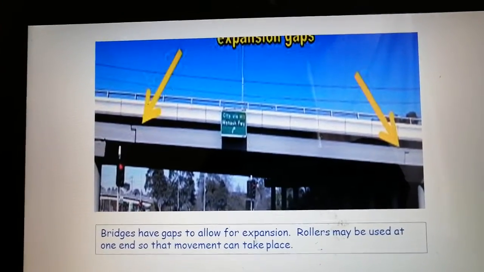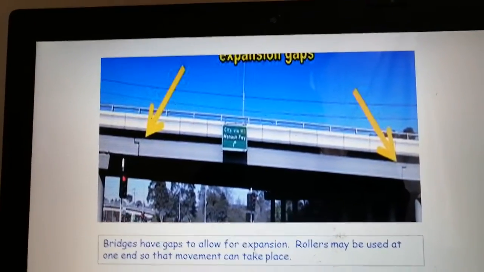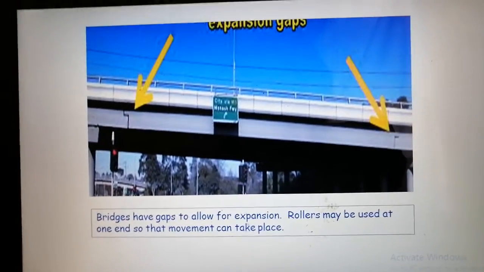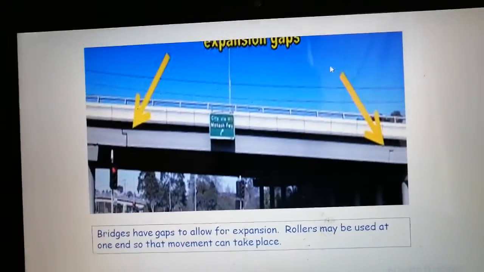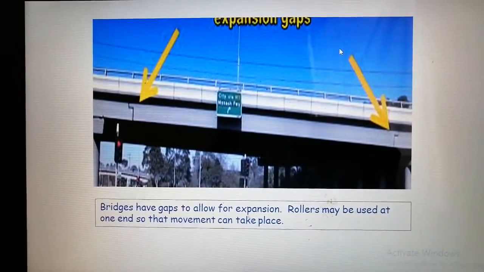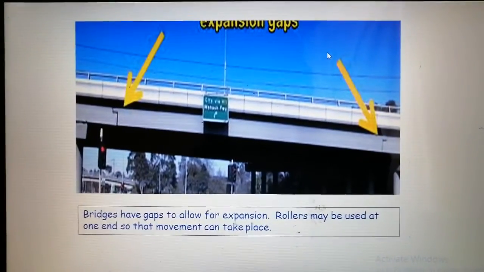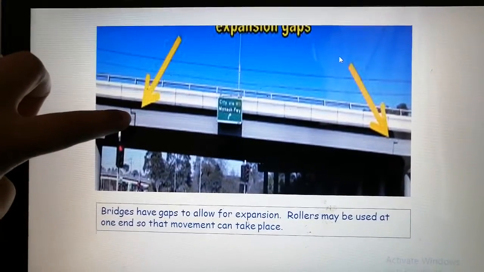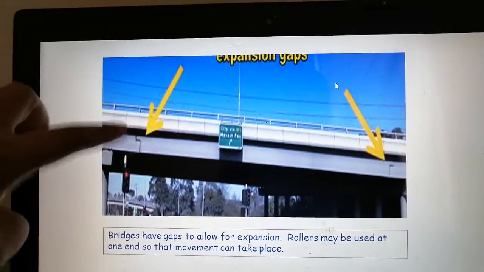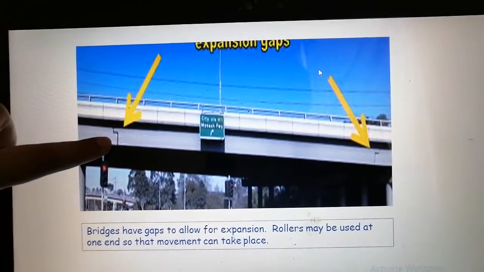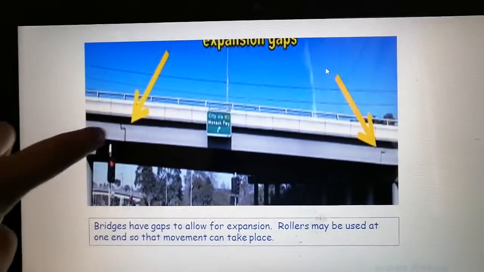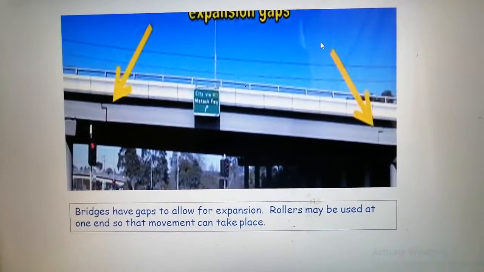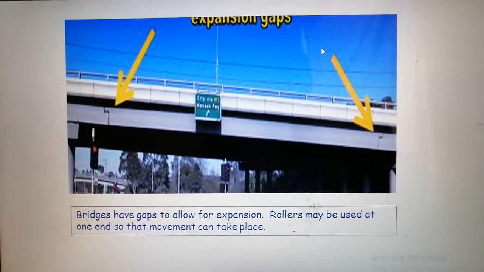The first part I will explain is the expansion of solids. Look at here. This is the bridge. Why do engineers build the bridge with gaps to allow for expansion? This is not a crack or a broken bridge. No, we call it an expansion gap. So the bridge has gaps to allow for expansion. Rollers may be used at one end so that movement can take place.